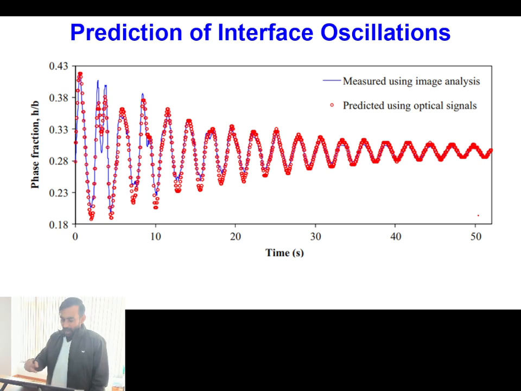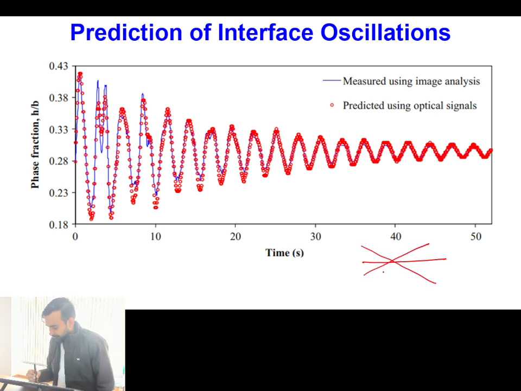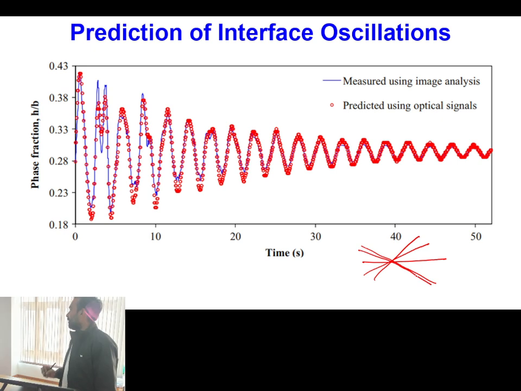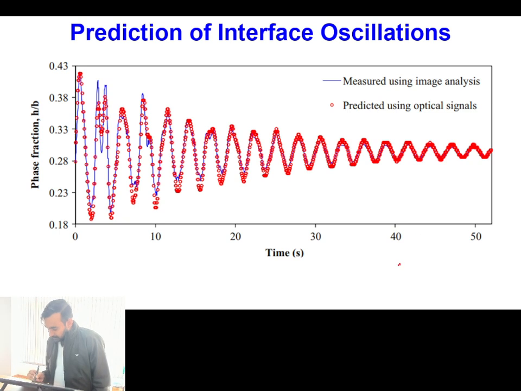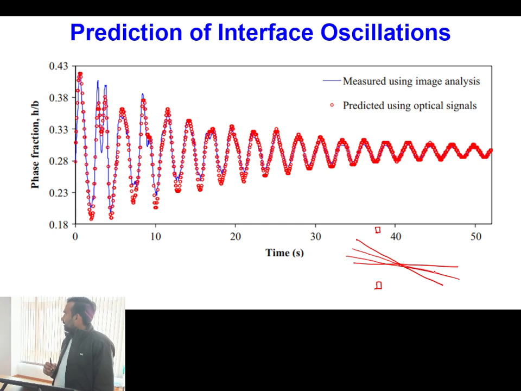Say I have dropped the tank from a certain height. After that, what has happened? This was my interface, and the interface has started oscillating. It was going something like this. Now, if I consider this is the center point about which the interface is oscillating, and I am trying to capture the data from some optical signal which is here, then this height will keep on changing with time.